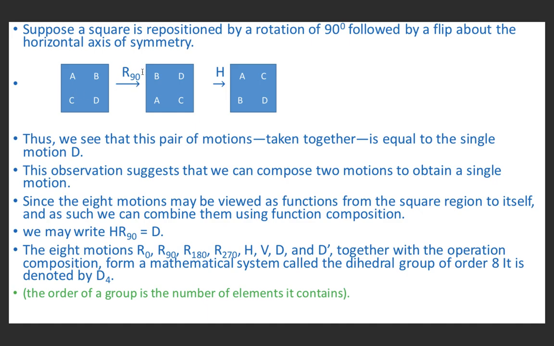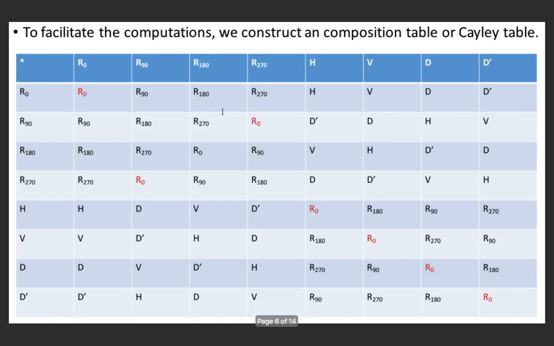I have discussed the example of rotation of 90 degrees and flip around the horizontal axis, in which we get nothing but the flip around the main diagonal. So it means H into R90 is nothing but D. Similarly, we can find R90 into R90, which is nothing but R180, and R90 into R180, which is nothing but R270.